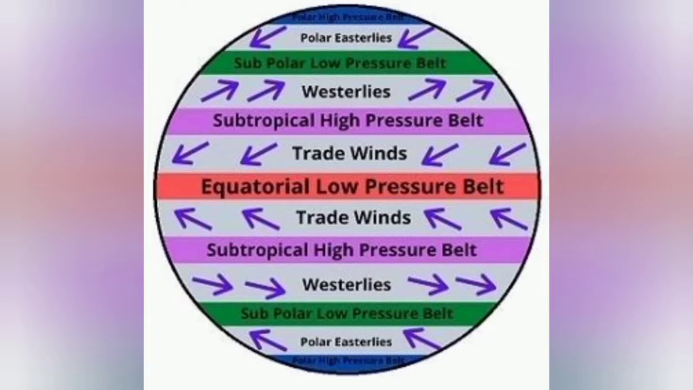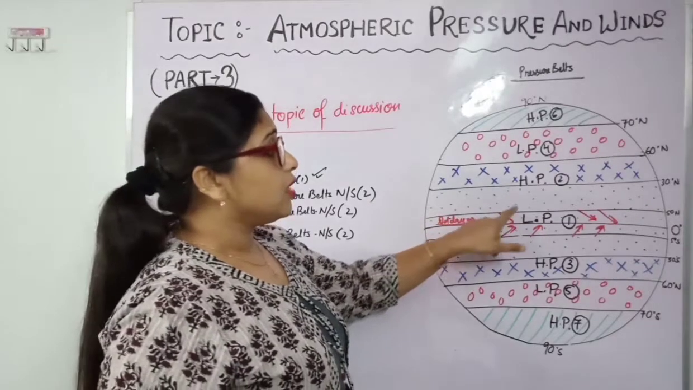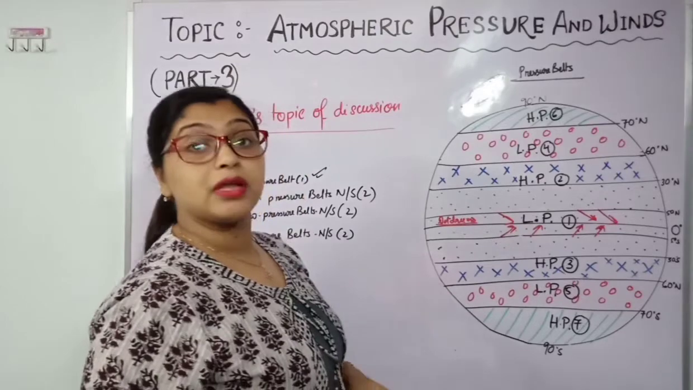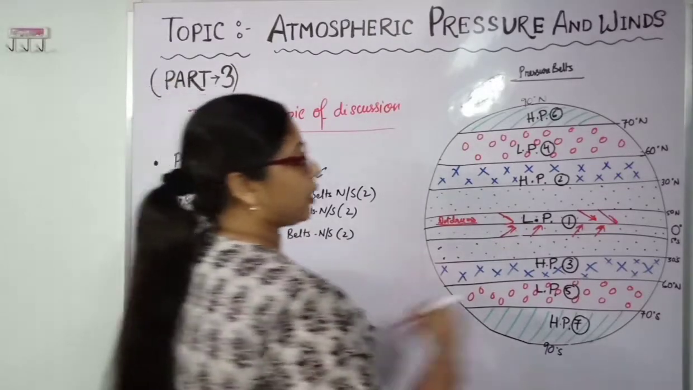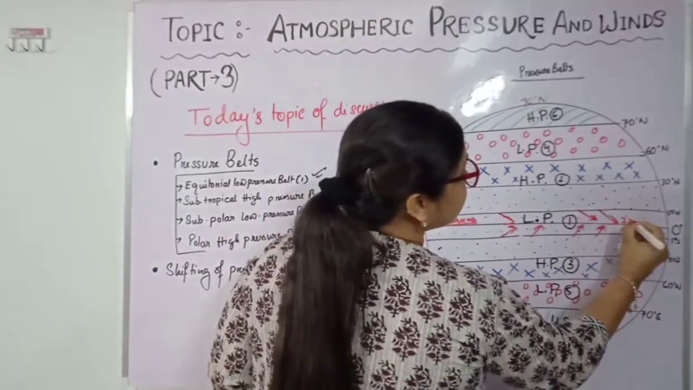But where we are seeing, due to the high temperature the air is rising up and forming a turbulent situation, which is causing heavy rainfall. As the northeast and southeast trade winds are converging here, that's why it is known as ITCZ.